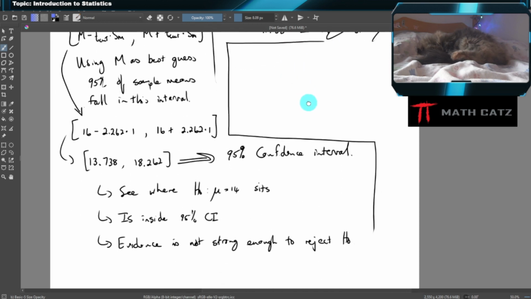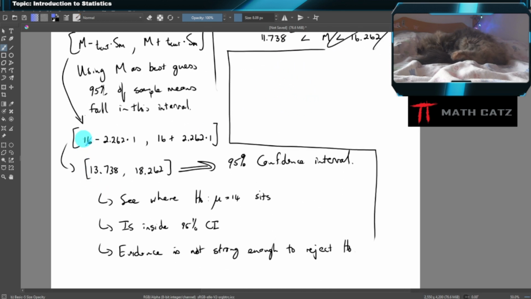If we take the confidence interval approach, we will build it around the 20, and we would get 17.738 to 22.262. And then we can see that the proposed true mean, 14, does not fall in this 95%, oopsie, my writing is atrocious, 95% confidence interval. And our conclusion will again be that, well, 95% of our sample means should be in this interval.